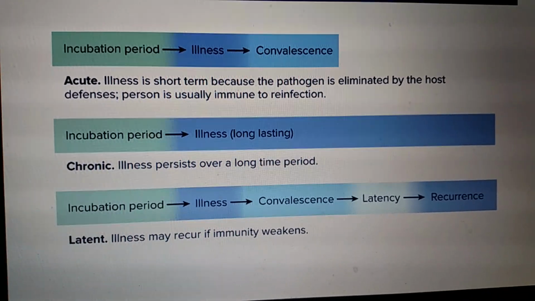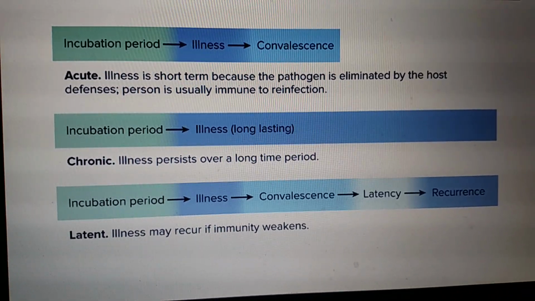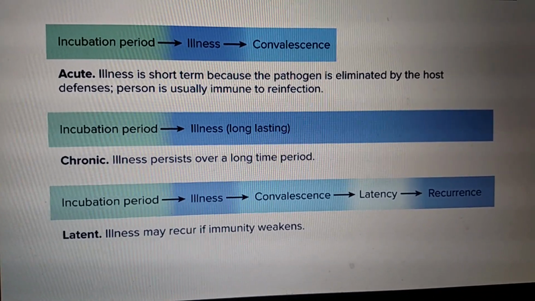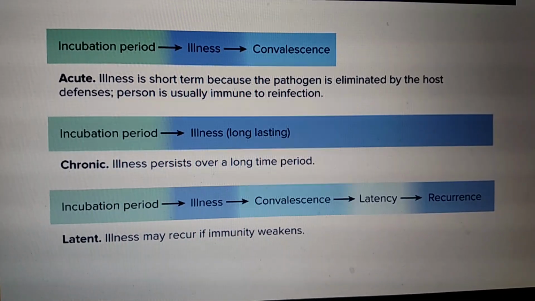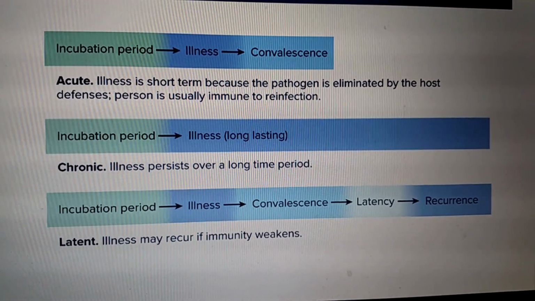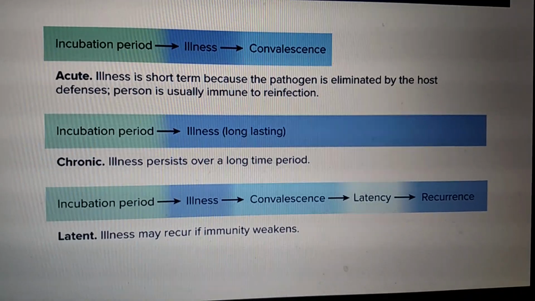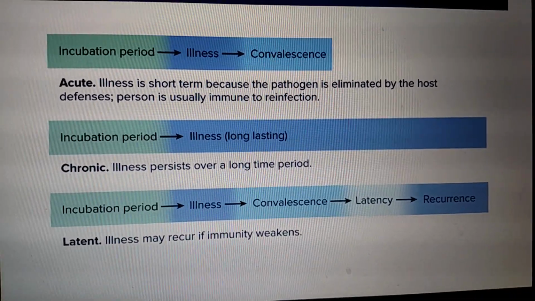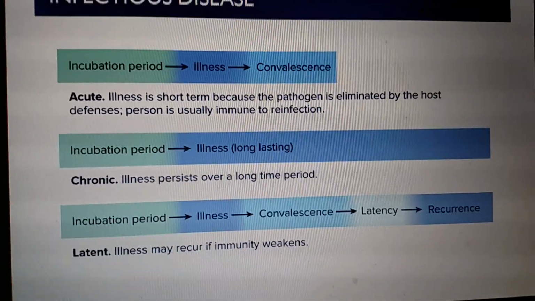So, when you're looking at acute versus chronic versus latent, remember acute is short term, and it's short term because the pathogen is eliminated, right? A lot of times with acute infections, you can become immune to reinfection. When you have chronic illnesses, they last for long periods of time. With latency, the illness can actually recur over time.